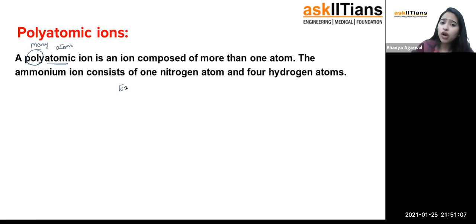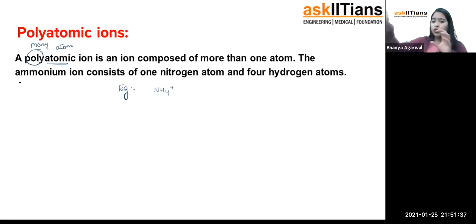You have a list of these polyatomic ions present in your books. For example, ammonium ion, represented as NH4. So you see there is 1 nitrogen, 4 hydrogen, many atoms are present with a charge on the entire molecule. So the entire molecule acts as a single entity, as a single species. So the complete charge is present on the entire molecule.